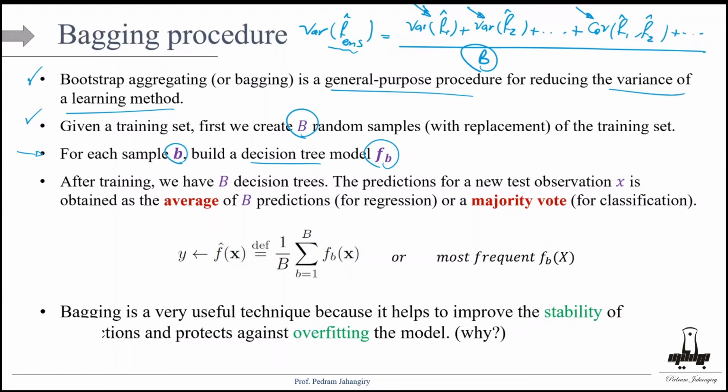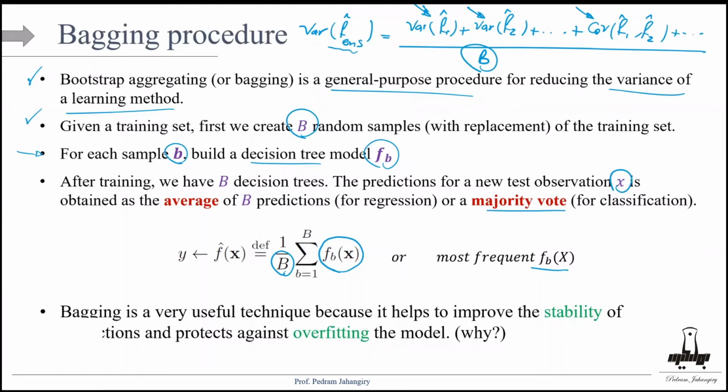The prediction for a new data set observation X is obtained as the average of B trees for regression, or the majority vote for classification. And this is the formula for that, right? So it's very straightforward. Whatever the prediction numbers were out of each decision tree, we're going to take the average by dividing by capital letter B to come up with the ensemble prediction. And if it is classification, we take the most frequent prediction.